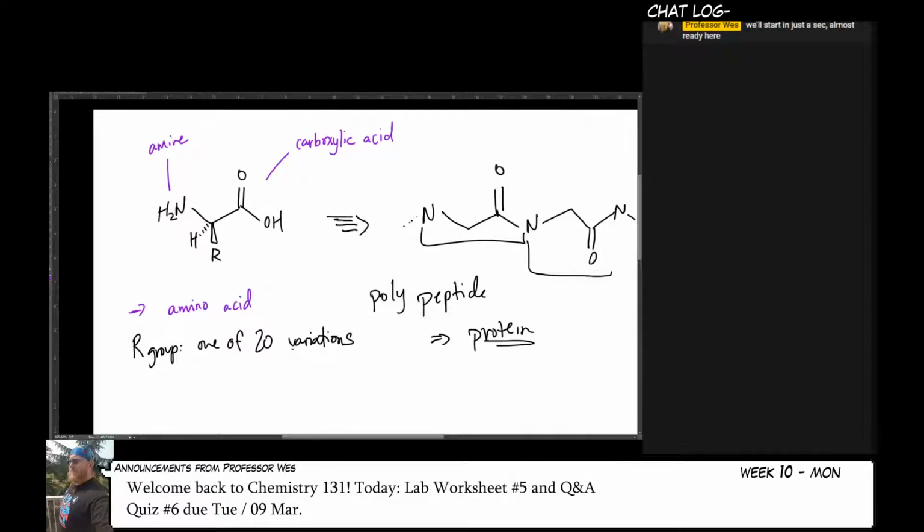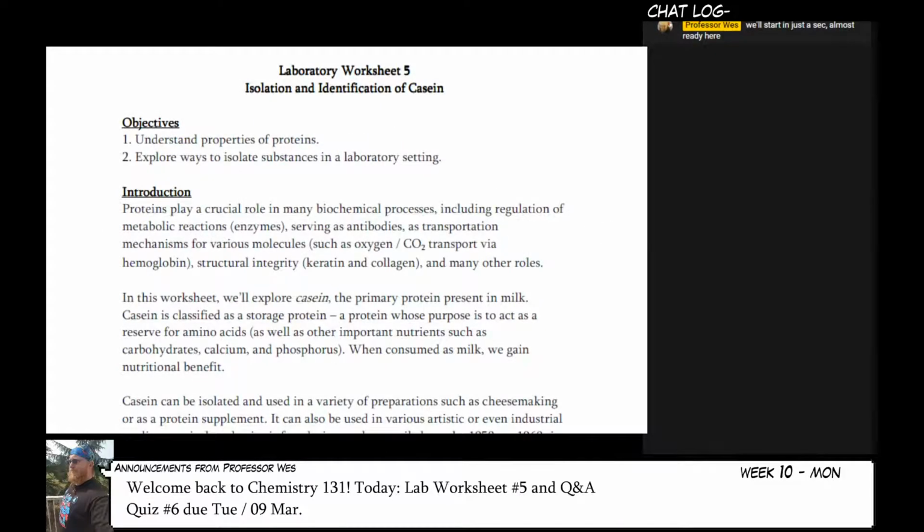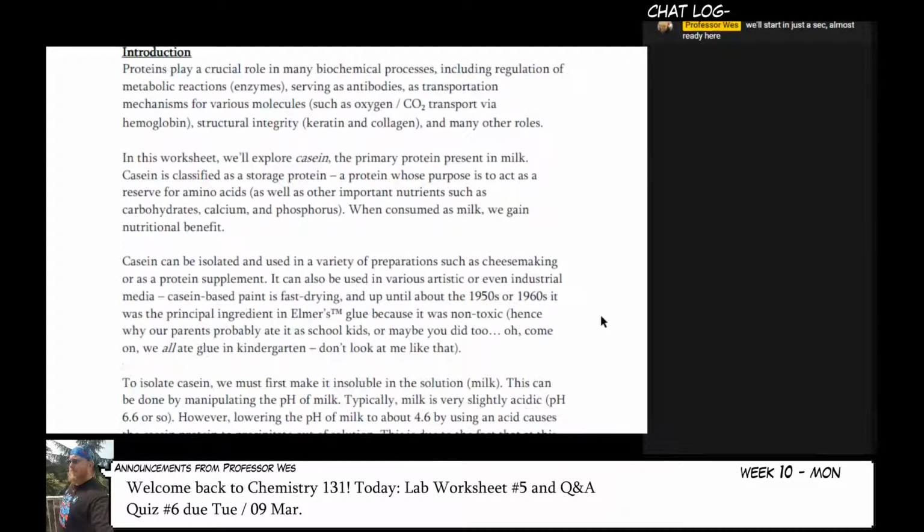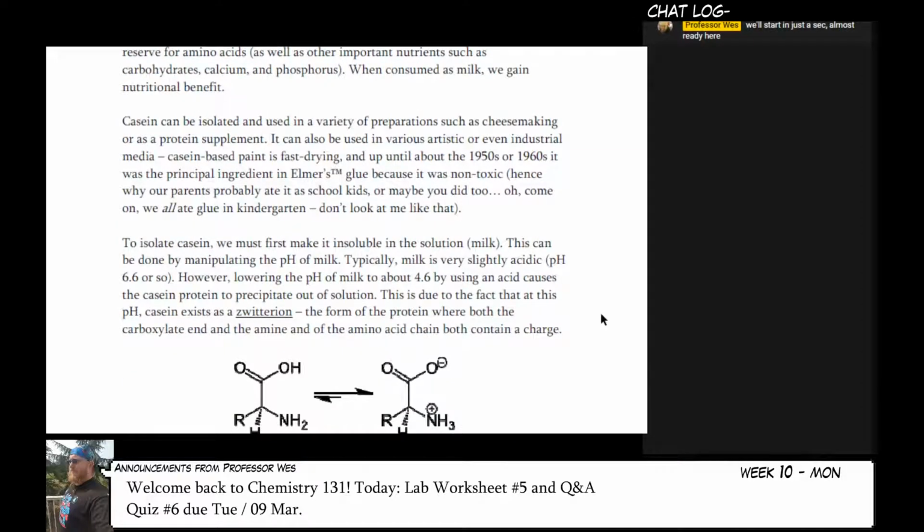But we're going to be talking about casein here for this experiment. Now, casein is what's called a storage protein, and what that means is that the point of it is that you digest it, and when you digest it, you get the nutrients inside. So you hydrolyze the protein, you get the amino acids, and then your body moves them around to where they need to go for whatever cellular structure or keratin or whatever you need to make.